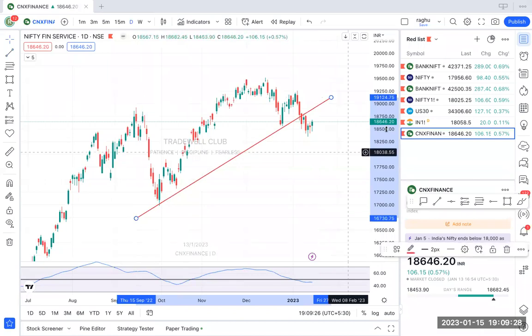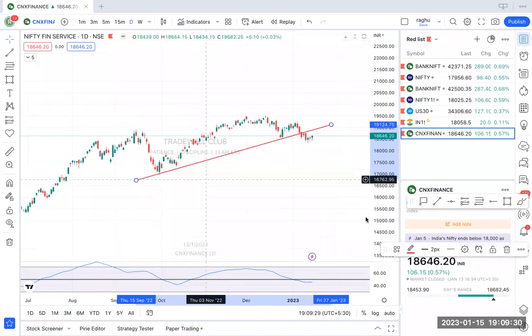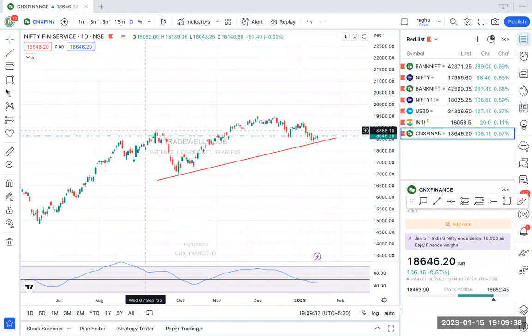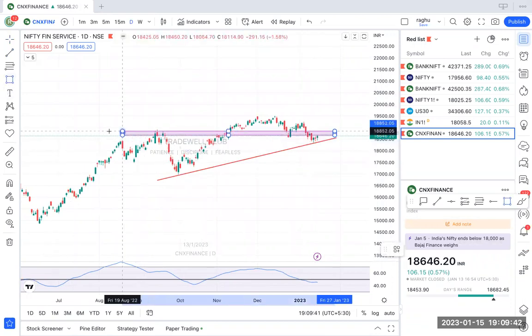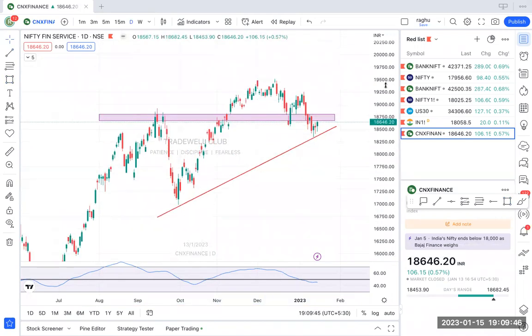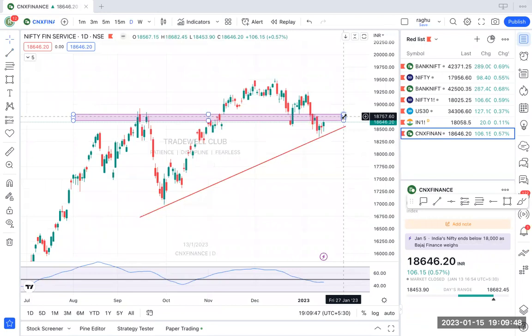If I'm seeing in a bigger time frame, what exactly is happening here? If I change the support or resistance, yeah, it is taking a support and it might give a bounce back from here. Let's see what is our demand or supply zone from this level. Okay, perfect. So guys, this is what is happening in Fin Nifty.